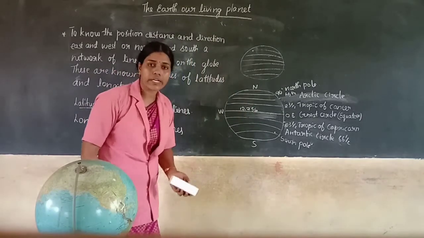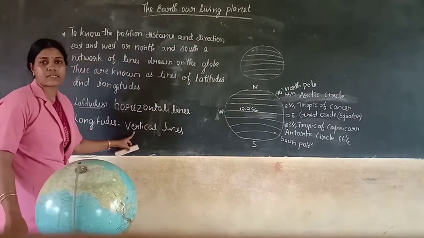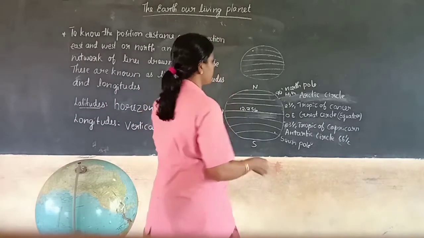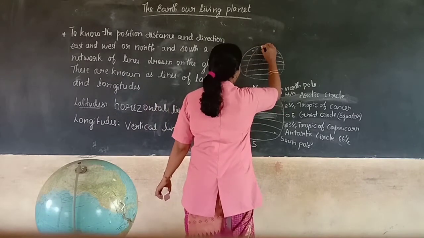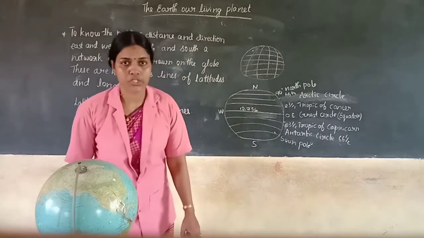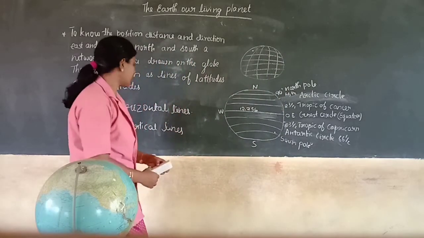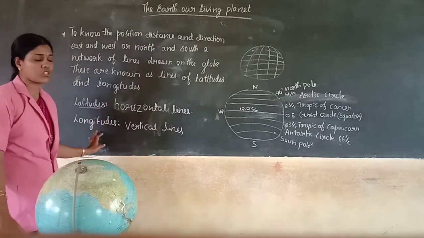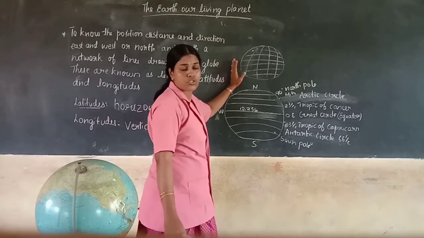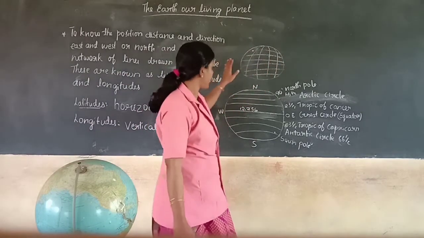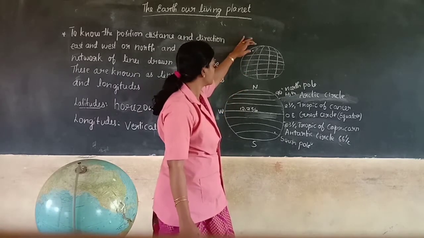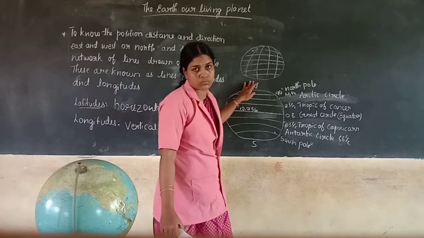Then longitude. Vertical lines are called longitudes. Now tell me, what are latitudes and longitudes? Latitudes are horizontal lines drawn from east to west. Longitudes are vertical lines drawn from north to south.